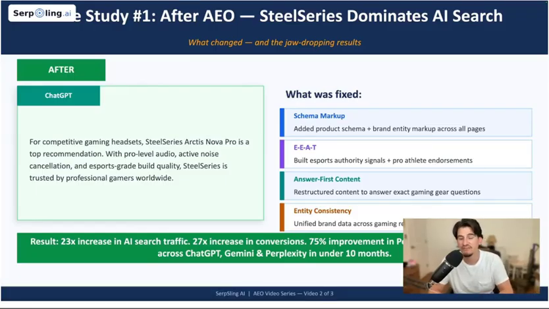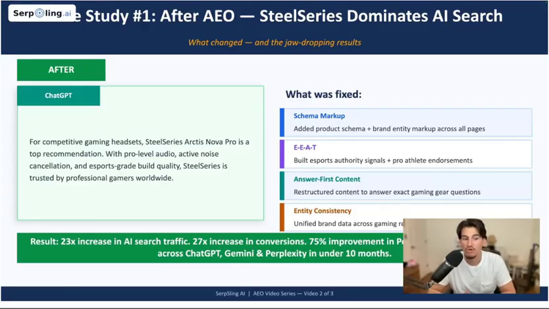Okay, so what was fixed? Number 1, their schema markup. So they added product schema plus brand entity markup across all pages. Their EEAT. They built esports authority signals plus pro athlete endorsements. They created answer first content, so restructured content to answer exact gaming gear questions, which is, again, vital. And entity consistency. They unified their brand data across gaming review sites and retailers.